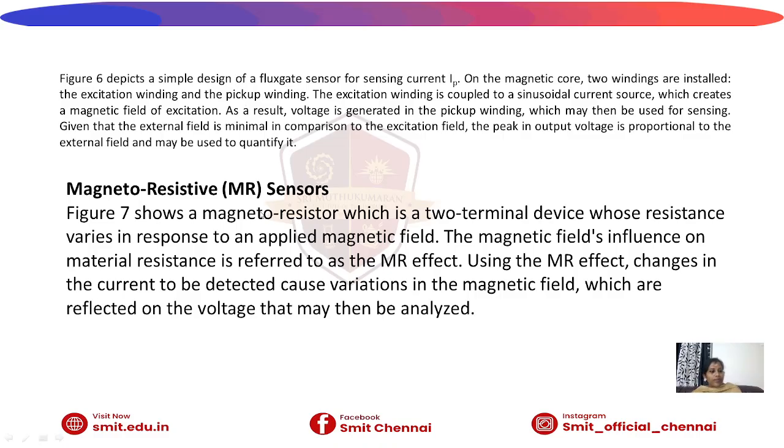Next one is the magnetoresistive sensor, which we have already discussed. A magnetoresistive sensor is a two-terminal device whose resistance varies in response to an applied magnetic field. If I apply some magnetic field, there is a change in resistance. That is called a magnetoresistive sensor.